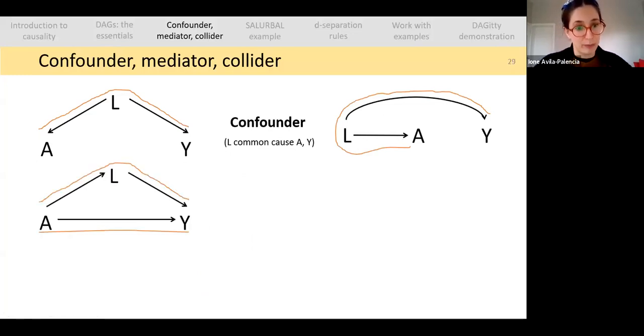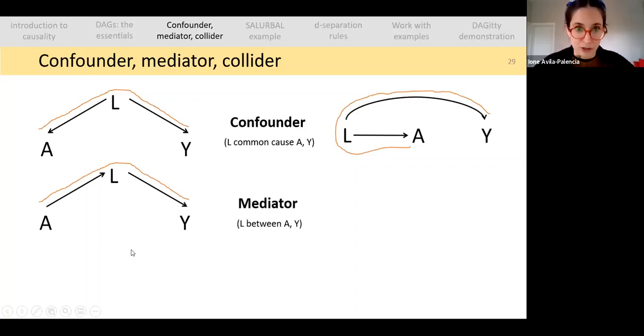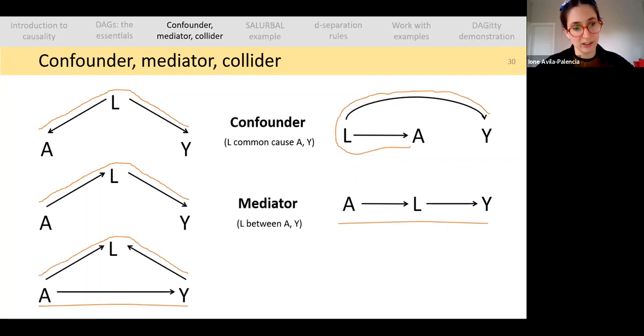Then this other example in which we change the direction of the arrow between A and L, deleting again the direct path, so we focus on the path that goes through L. This is a mediator because L is between A and Y. So in another representation, it would be like this on the right.